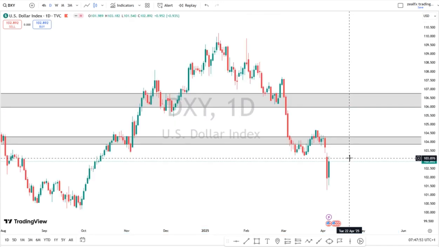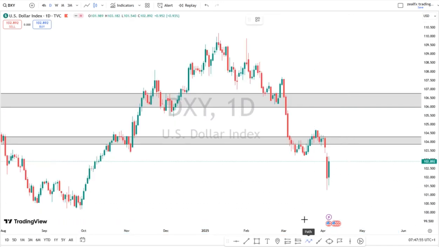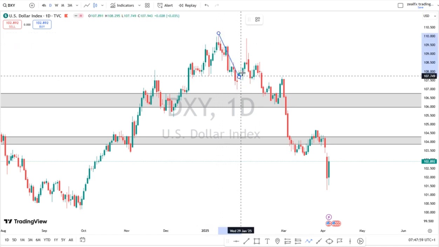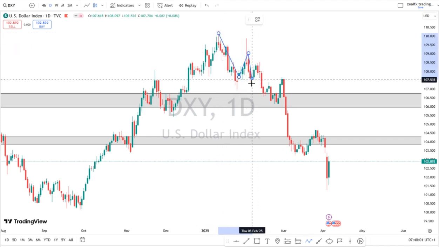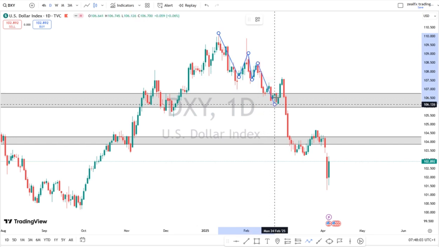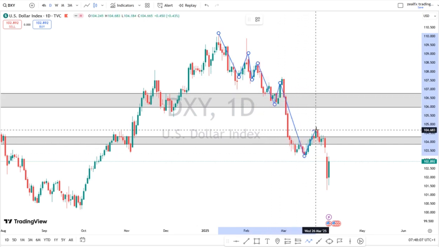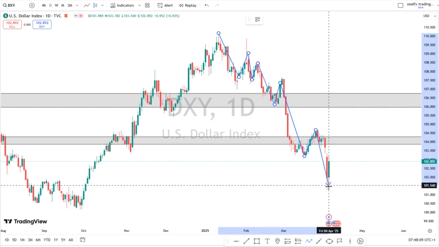The DXY on my daily chart still has a downtrend structure. So long as we have this series of lower highs on the DXY, we still expect price to continue to push lower.